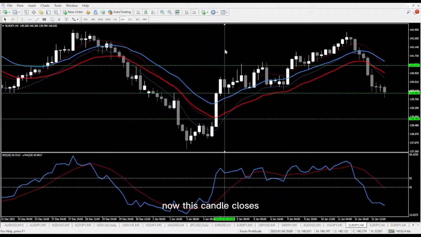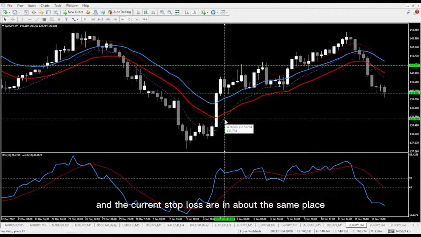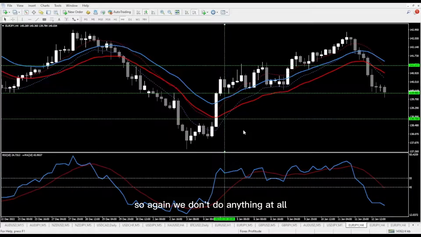Now this candle closes and the next candle opens. And what we see is the 10 EMA and the current stop loss are in about the same place. So again, we don't do anything at all.